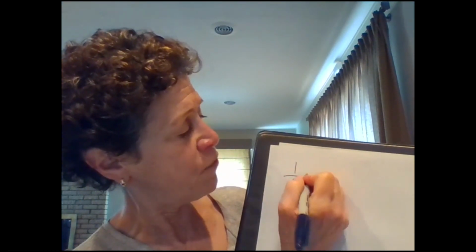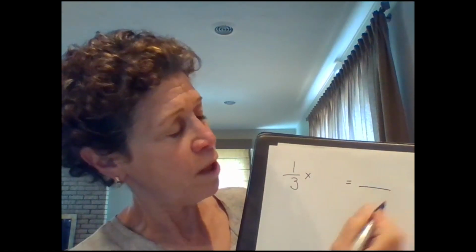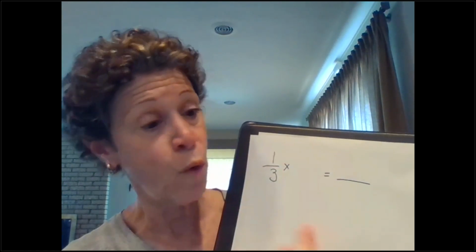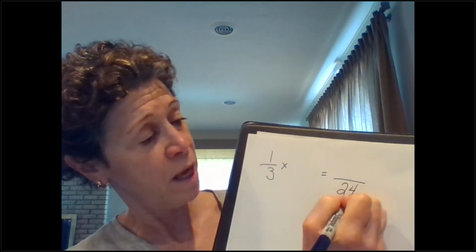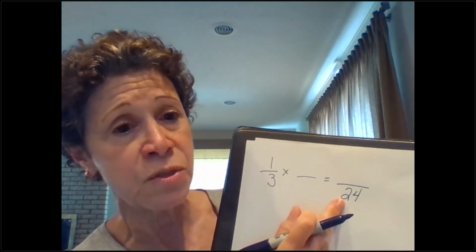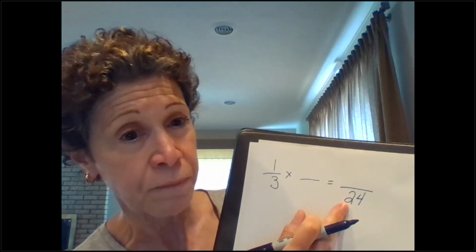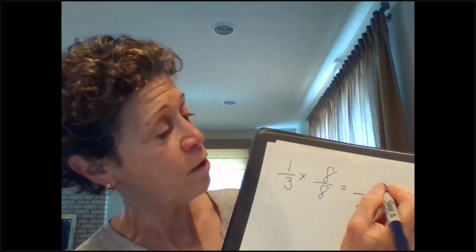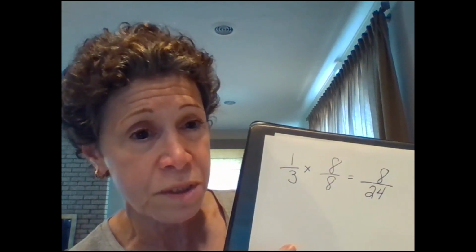You can raise 1/3 in many different ways, right? So if I want a denominator of 24 in a problem, then I just rethink it and go, 3 times what is going to be 24? It would be 8, exactly. And the top would be 8 as well, so it would be 8/24.